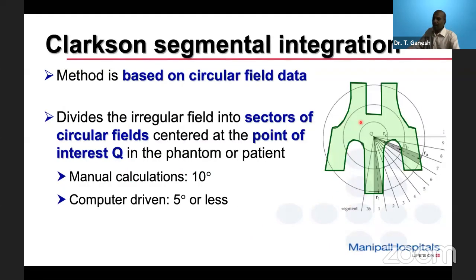Like here, the mantle field, we want to calculate the dose at Q. So the method suggested by Clarkson is that you divide this irregular field into several sectors of circular fields. You see here, there are 36 radii, right? 36 radii. Sector 1, Sector 2, Sector 3, Sector 4, Sector 7, 8, 9, like that, so on and so forth, up to Sector 36. Now, this particular sector has got a radius of R1, and here it has got a radius of RA.